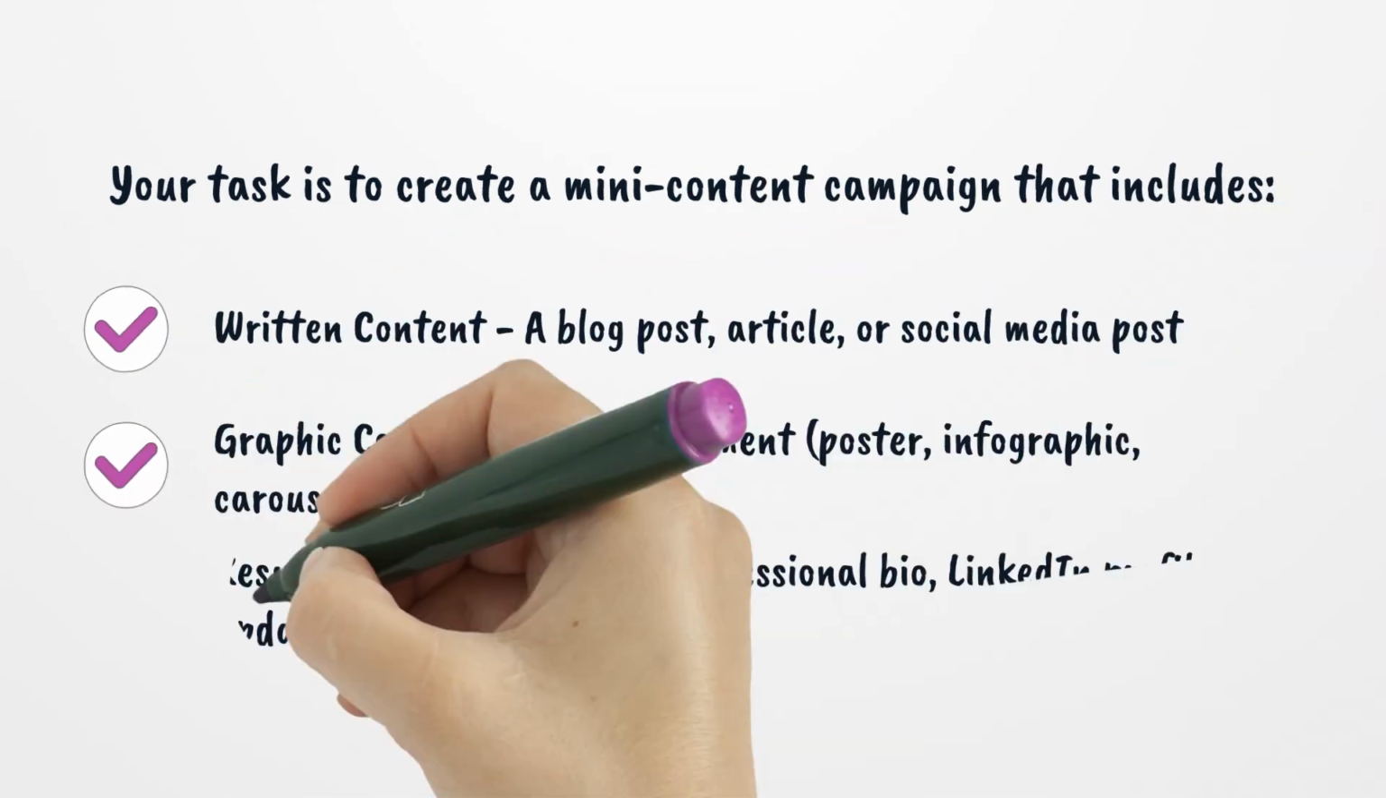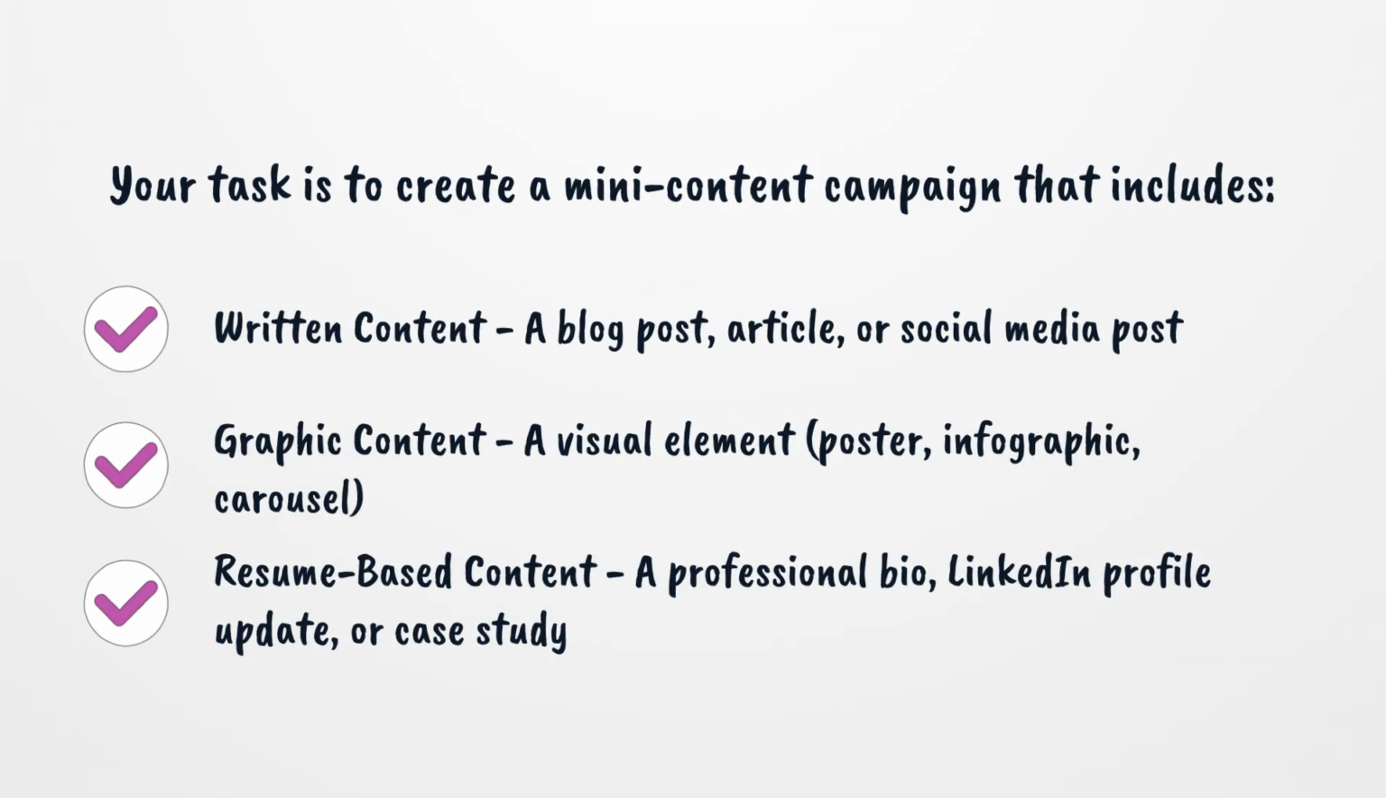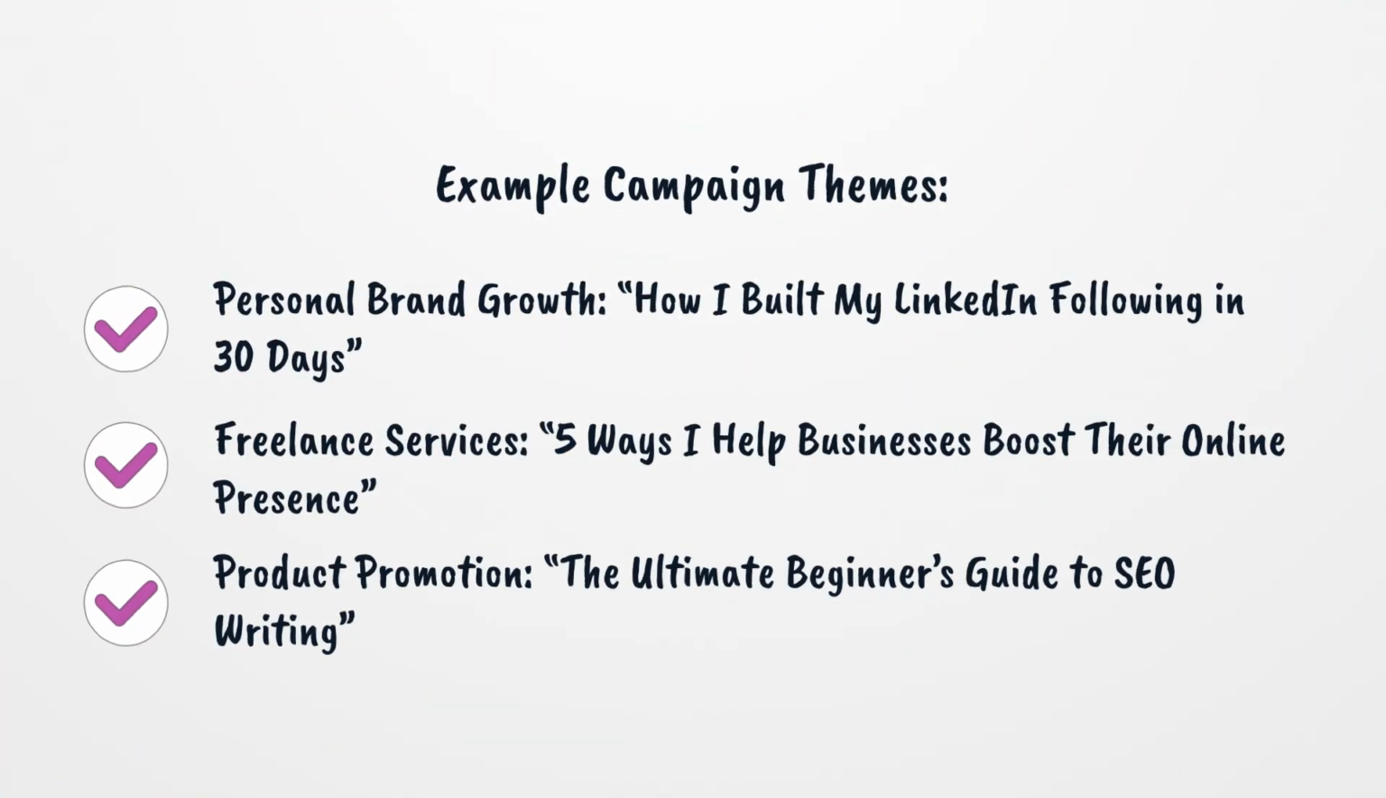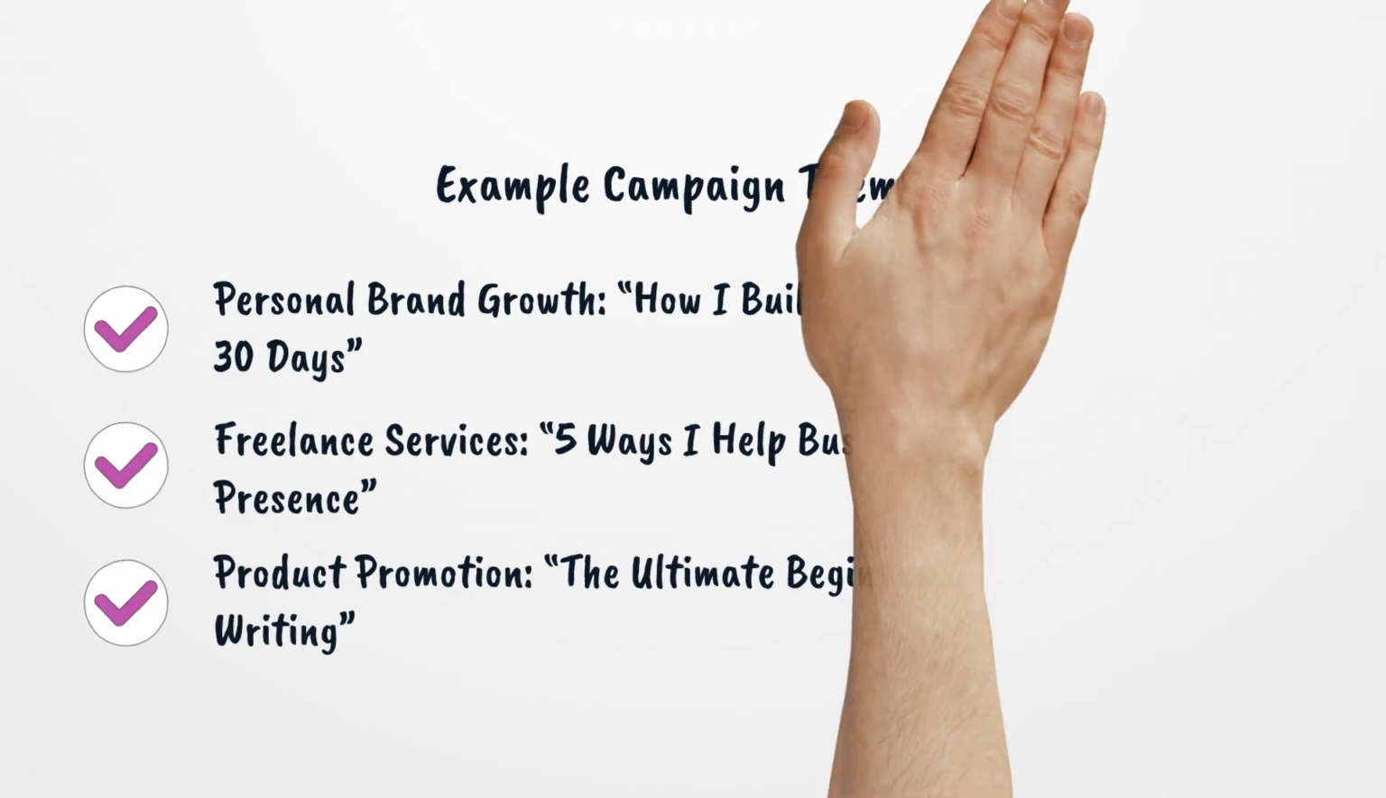Your task is to create a mini content campaign that includes written content, a blog post, article, or social media post. Graphic content, a visual element, poster, infographic, carousel. Resume-based content, a professional bio, LinkedIn profile update, or case study. Example campaign themes. Personal brand growth: how I built my LinkedIn following in 30 days. Freelance services: 5 ways I help businesses boost their online presence. Product promotion: the ultimate beginner's guide to SEO writing.